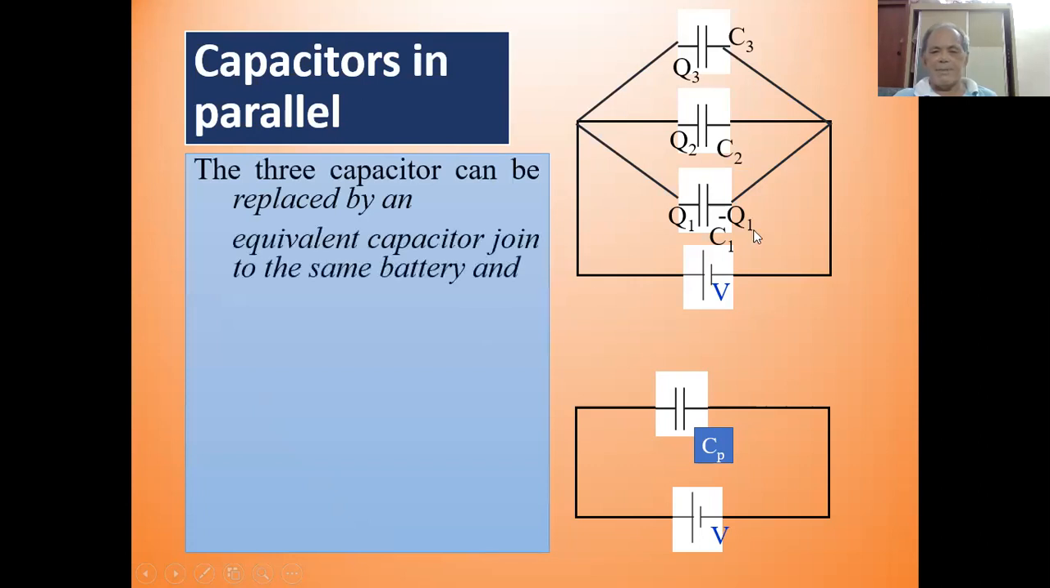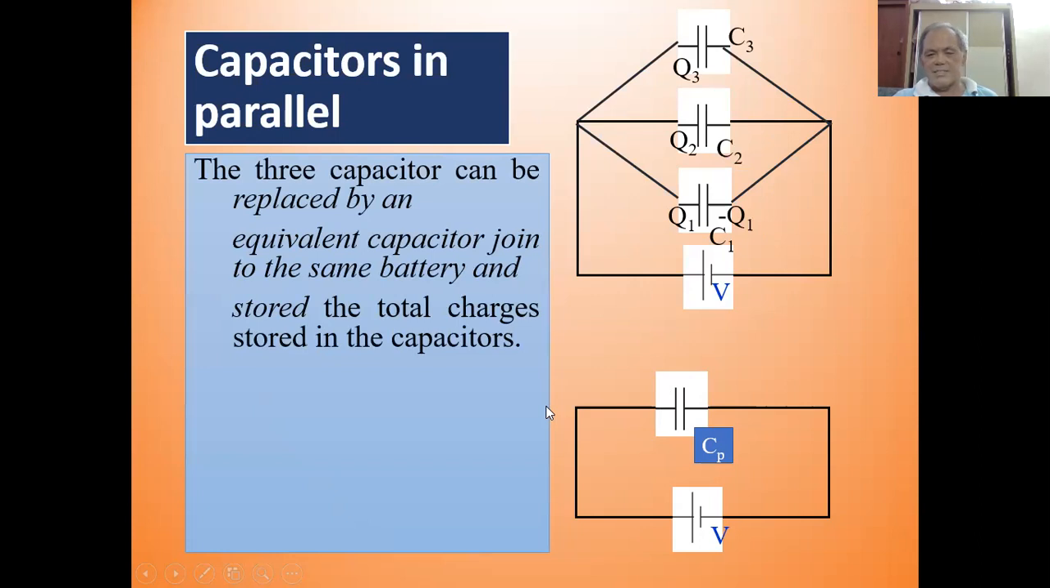Right? So the 3 capacitors can be replaced by an equivalent one. Store the same total charge, same battery. So instead of storing Q1 or Q2 or Q3, store all of them added together. Q here. So that is your Q, Q branching out to Q1, Q2, Q3. So that is a charge coming from the battery.